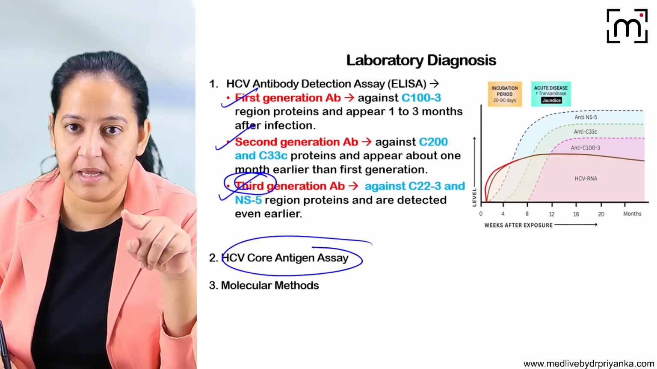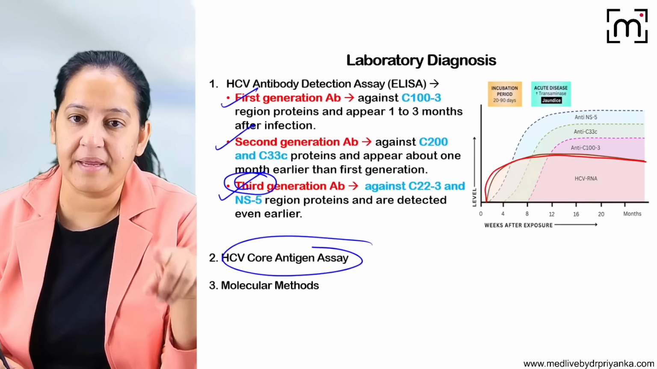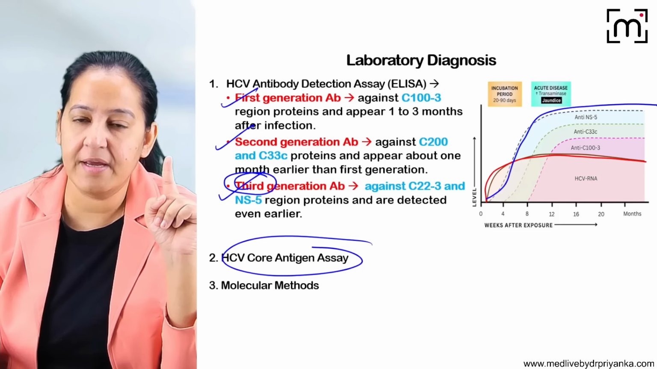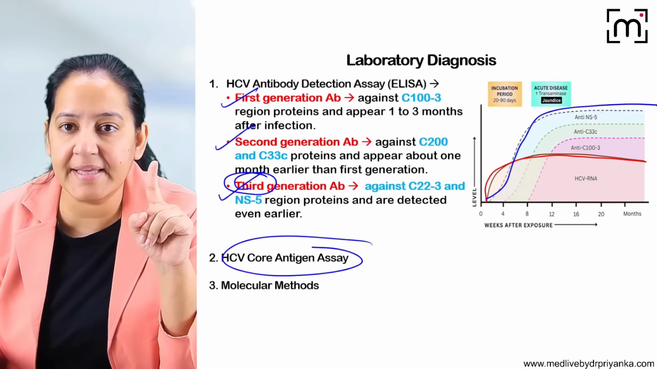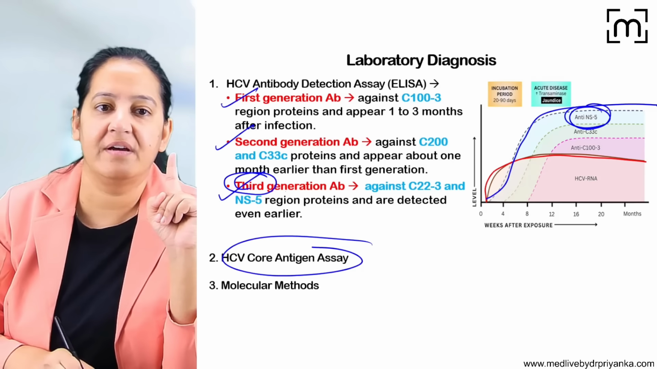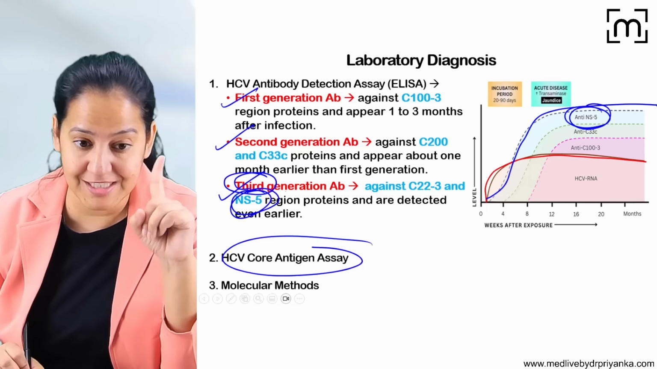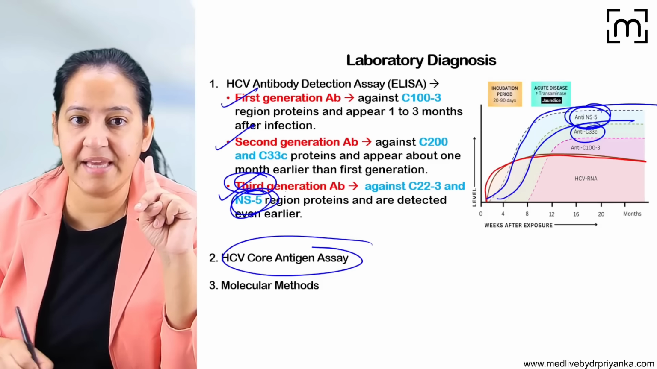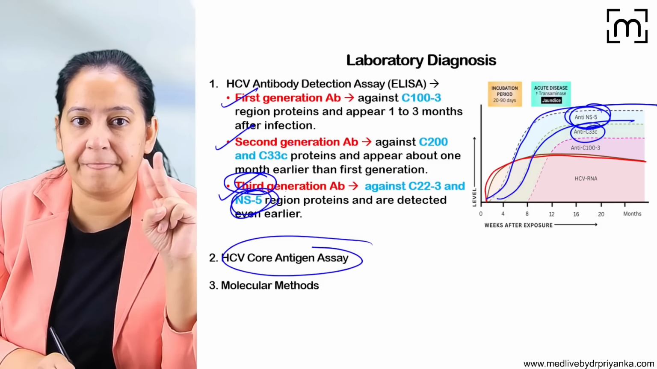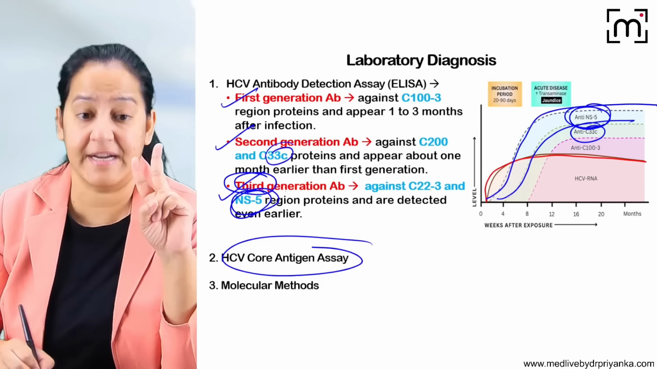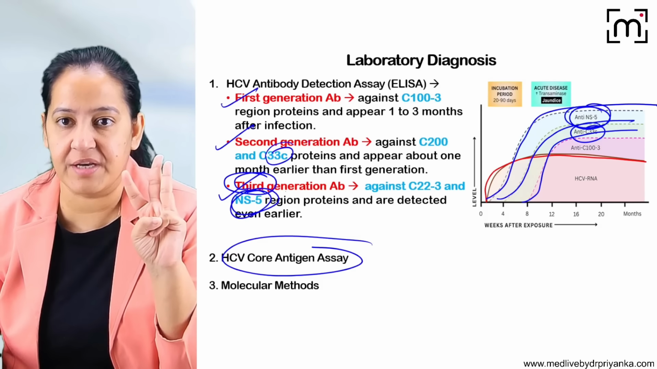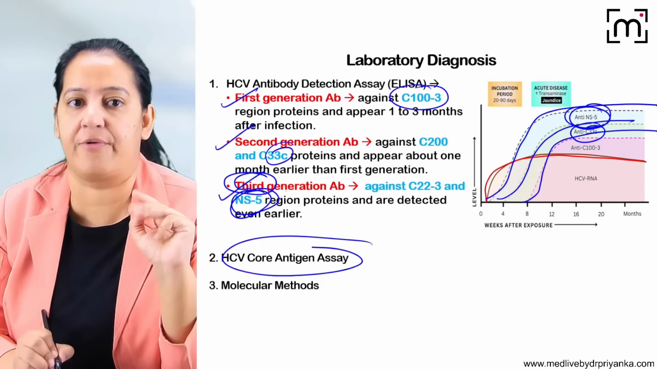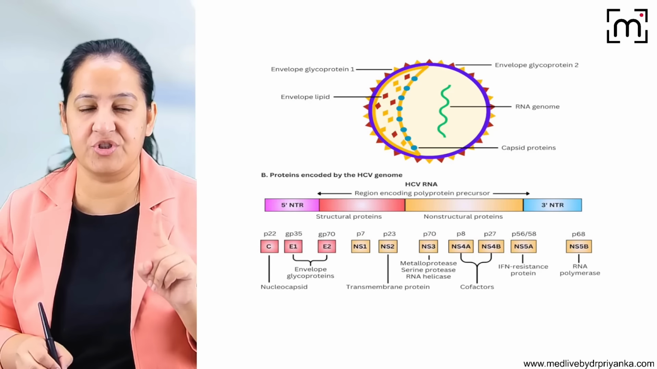This is the antigen, and then the three types of antibodies are coming. This is the third generation antibody, against NS5. I told you the NS5 protein is present in the virus. Now, the second generation is against C33 or C200. That is the core protein. And the first generation is against C100. So you can see the structure of the virus.